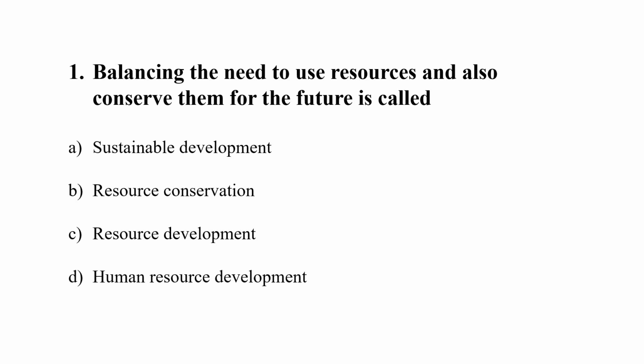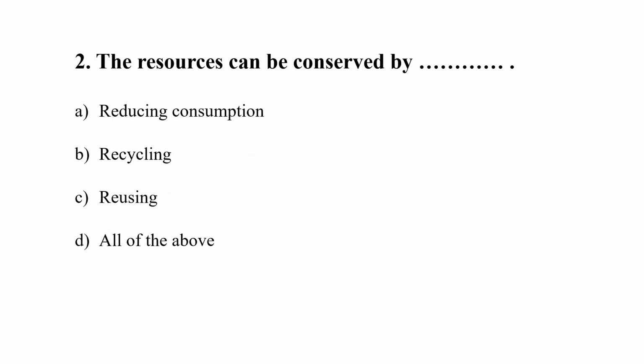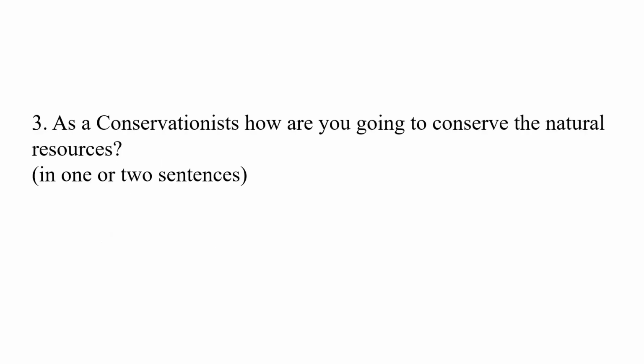Your next question is: the resources can be conserved by, and your options are A. Reducing consumption, B. Recycling, C. Reusing, or D. All of the above. Your third question is: as a conservationist, how are you going to conserve the natural resources? You have to give the answer in 1 or 2 sentences.